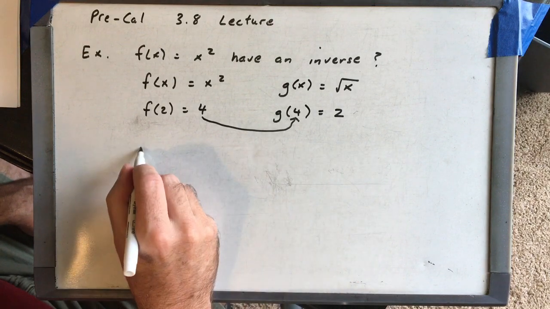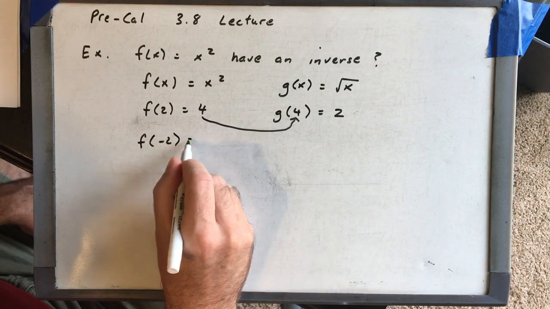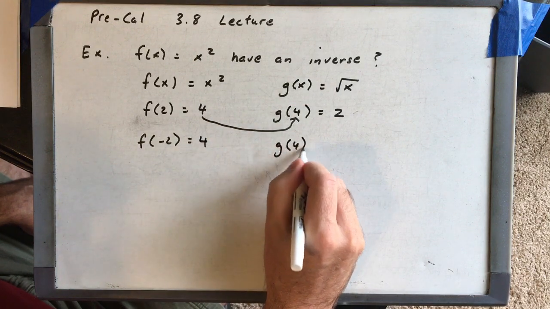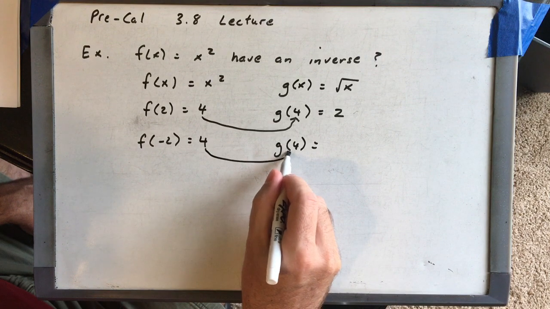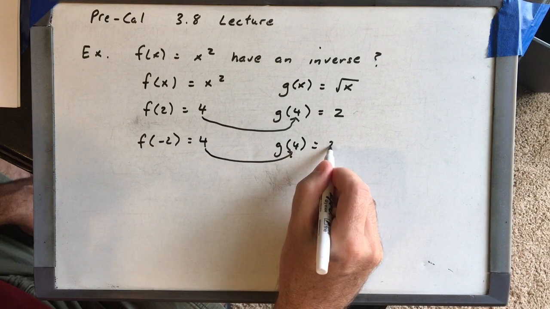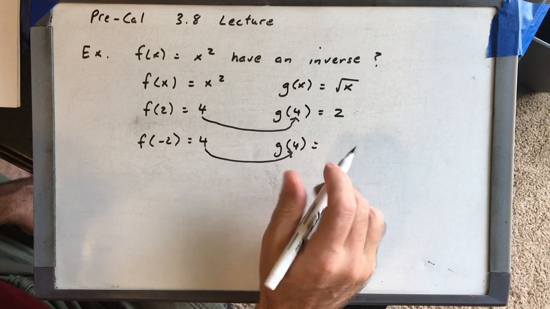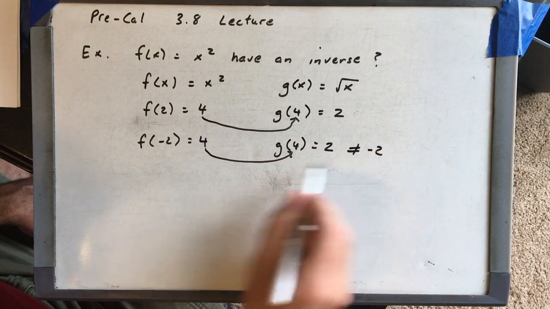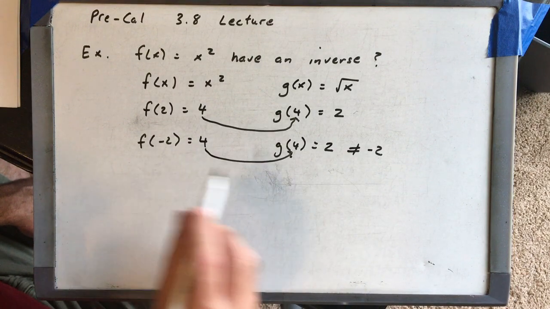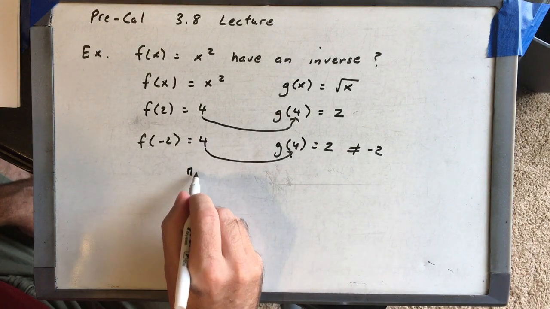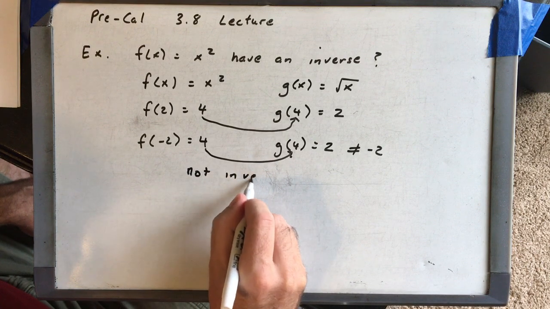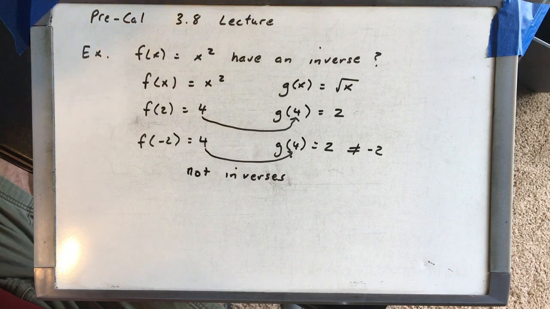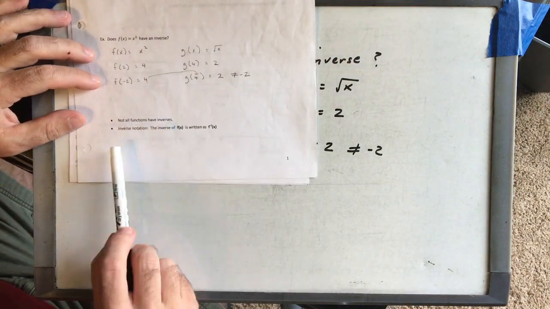But let's try another one. Let's try f of negative 2. Well, negative 2 squared is going to be 4. And then let's plug that into g. If you do that, you will get 2. Which does not equal negative 2. Okay, so since 2 doesn't equal negative 2, they are not inverses. Okay, so not all functions have inverses.